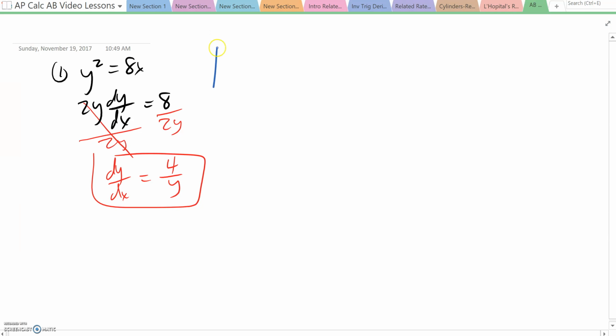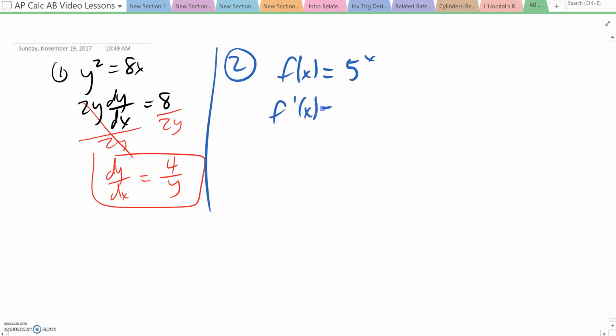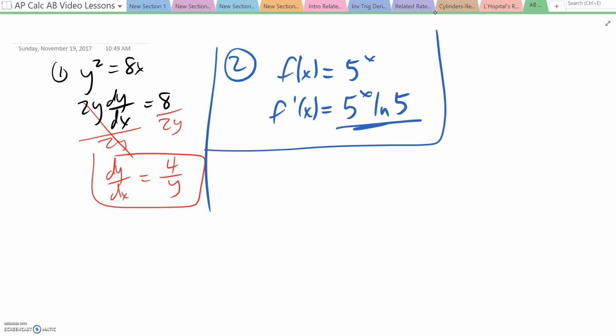Next up, number 2. Let's see, this time they give us f of x equals 5 to the x. So this is just a derivative rule you're supposed to know. I call it a repeater: 5 to the x, and then ln of the base, so 5 to the x ln 5, and that's it. That's number 2.